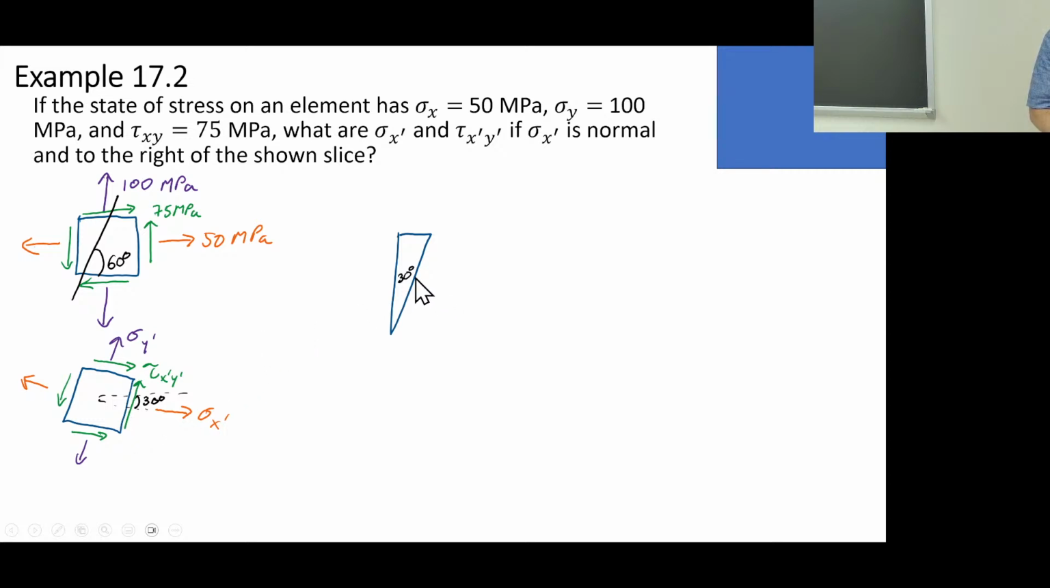This is going to be our x prime face, right? And this is going to be the y prime direction. So again, I've drawn it exaggerated so you can see that this little angle in here is 30 degrees. This is 60 degrees, right? Maybe that's not that exaggerated. It probably could be more exaggerated. It would probably be easier to read if it was exaggerated, but at some point I lose space.